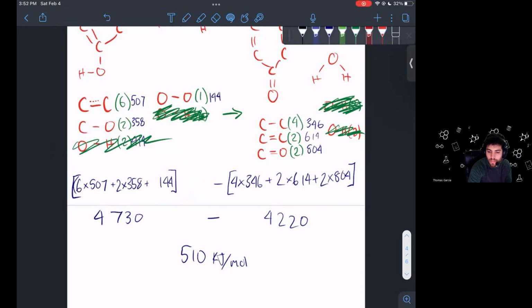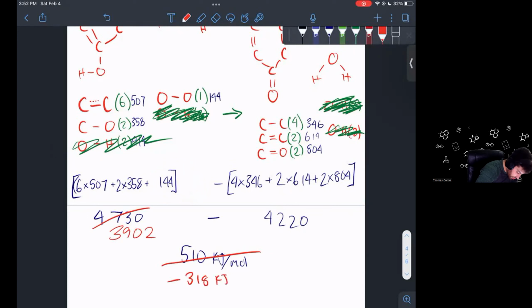So give me just a moment. All right, so doing this math over again, turns out our products actually have an original bond enthalpy of 3902 that they are contributing when we factor out all the things that cancel out, which means our new delta H for this equation is negative 318 kilojoules per mole. Now, I'm much more satisfied with this. For one thing, it's negative, which shows that this reaction is exothermic, which is how it's supposed to be. This is an exothermic reaction.